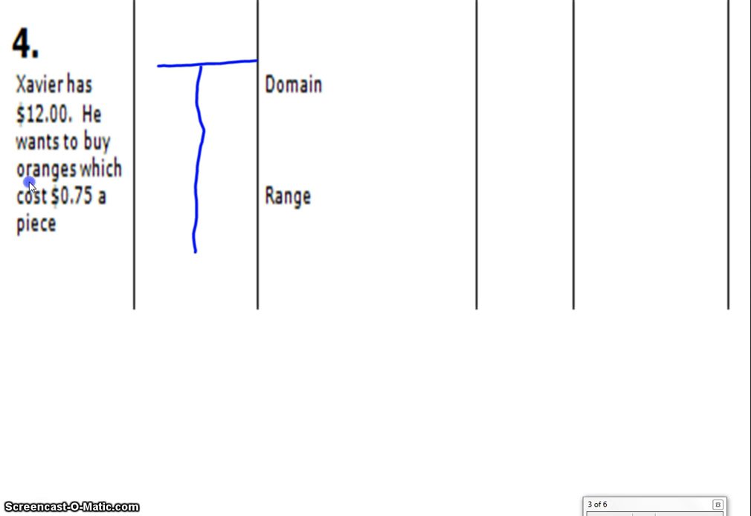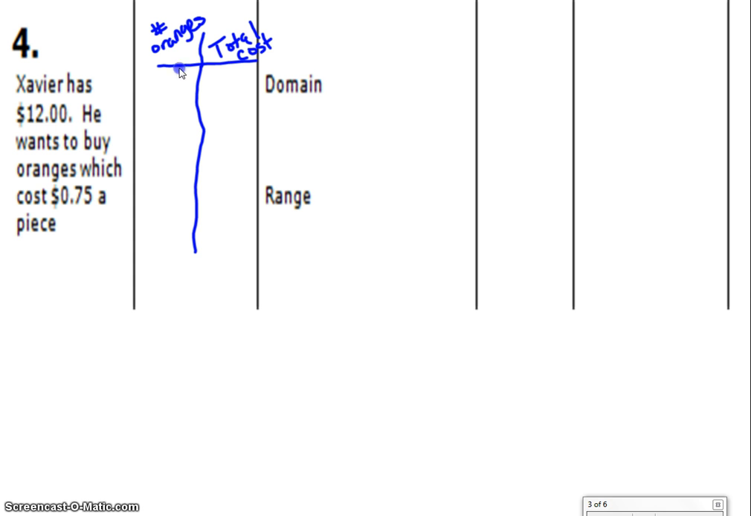And it says here that he wants to buy oranges and that they cost 75 cents a piece. So there's a total cost involved here. And if you remember from the table in our classroom, the total cost usually represents the range. So we're going to put here the total cost, because remember guys, the range is also our y values. Now what is he wanting to buy? He's wanting to buy oranges. So the number of oranges he purchases will determine the total cost, okay? The total amount he has to pay at the cash register.